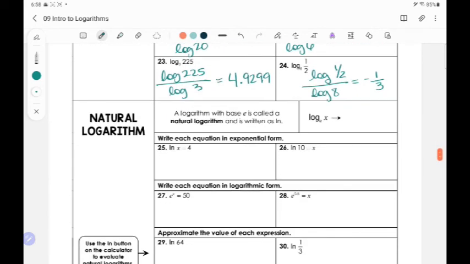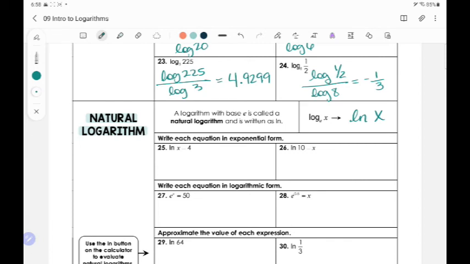Now we have one more thing, the natural logarithm. This is an important piece of information. Maybe you remember it from Algebra 2. It says a logarithm with base e is called a natural logarithm and is written as ln. So log base e of x is just ln x. That's how we write it. If you remember the letter e, it represents a constant value, just like pi is a constant value. So it's just representing a number that's a decimal that just continues on.